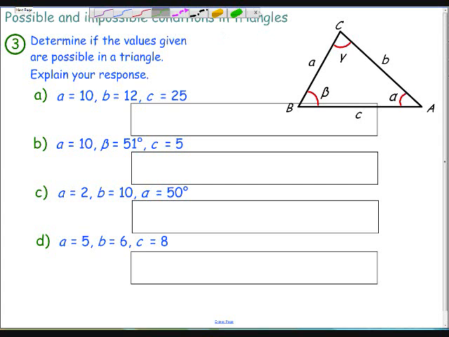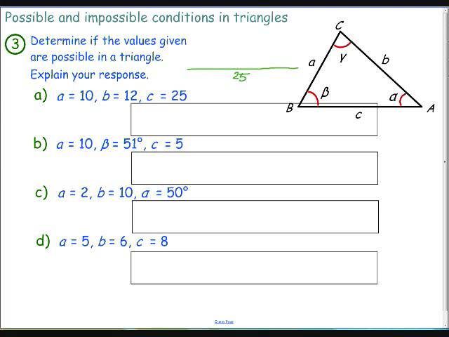Possible and impossible conditions in triangles. Determine if the values given are even possible. If we have one side that's 10, another side that's 12, and a third side that's 25, can we form a triangle with this? Well, imagine it. Here's C, and now I'm not even going to try and do a triangle yet. So I've got this, which is 25 units long.